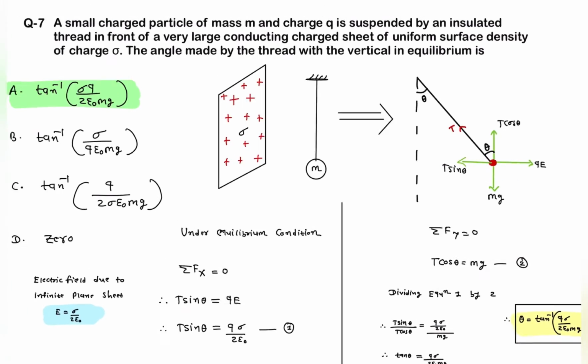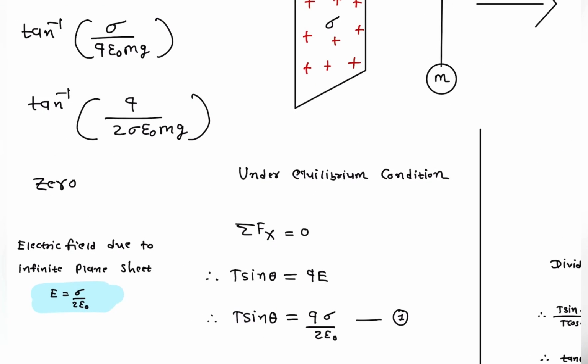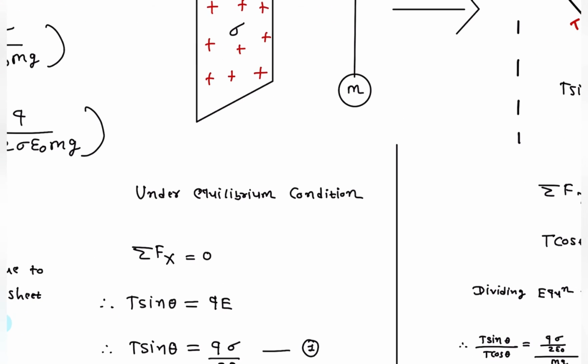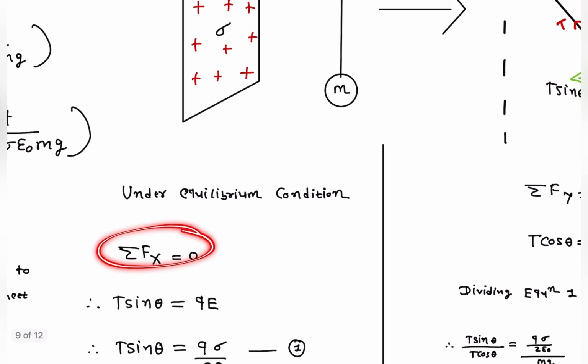Question number 7: a small charged particle of mass m and having charge q is suspended by an insulated thread in front of a very large conducting charge sheet of uniform surface charge density sigma. That is your charge q, which has mass m, suspended in front of this infinite plane sheet of charge having surface charge density sigma. We have to find the angle theta made by the thread with the vertical in equilibrium. Under the equilibrium condition, sigma Fx is equal to 0 and sigma Fy, the vertical force, is equal to 0, so the summation of vertical force and the summation of horizontal force is equal to 0.